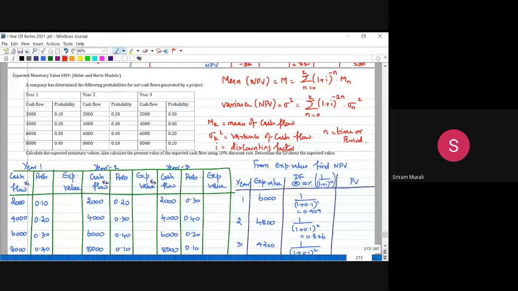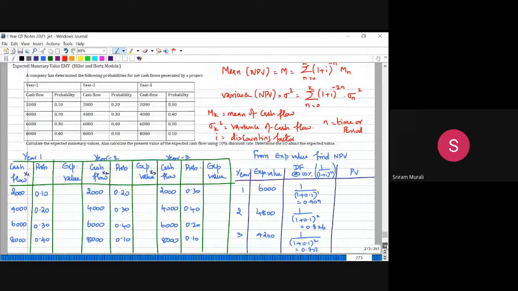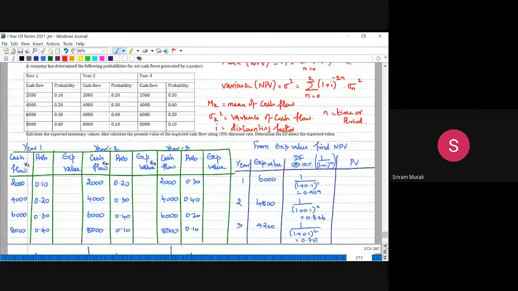Where Mk is the mean, the average or expected cash flow. Sigma k square will be the variance of cash flow. N is the time period, i is the discounting rate. For year 1, 2, 3, like the last model, we have to multiply expected value X into P of X. So I am telling you the application of statistics and mathematics all together in your financial management. Are you able to understand?